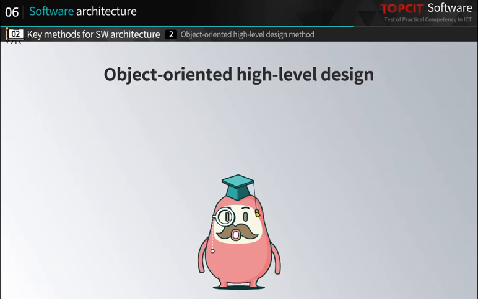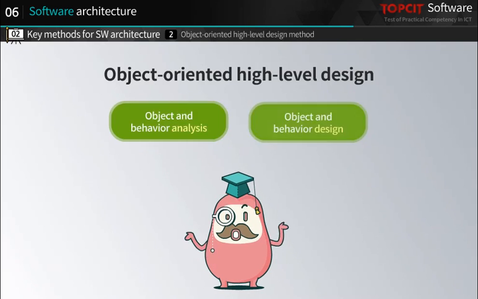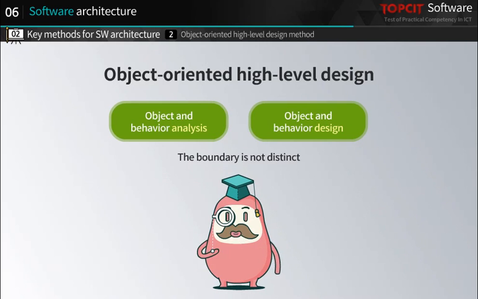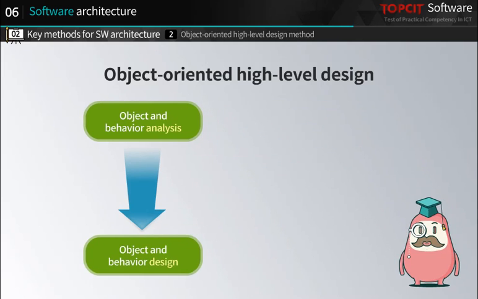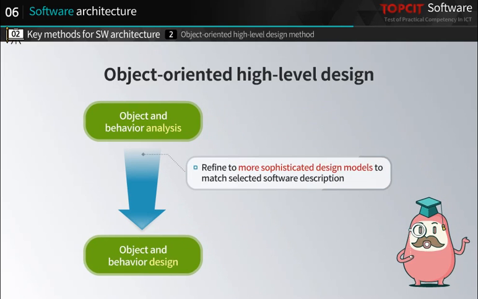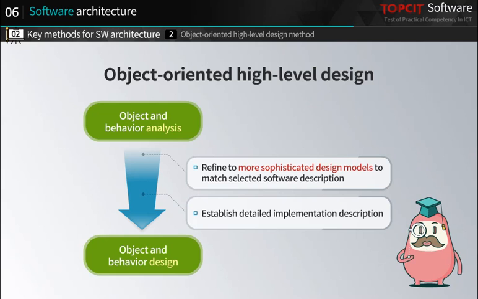Now, let's look at high-level design method by object-oriented methodology. In general, the object-oriented development methodology does not have a clear boundary between object and behavior analysis and object and behavior design. Therefore, the object and behavior analysis models are refined to a more sophisticated design model that matches the selected software description, and detailed implementation description is established. In this case, the object and behavior analysis model evolves into a design model.